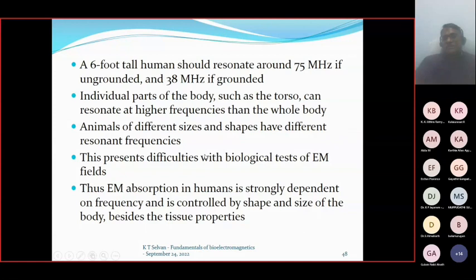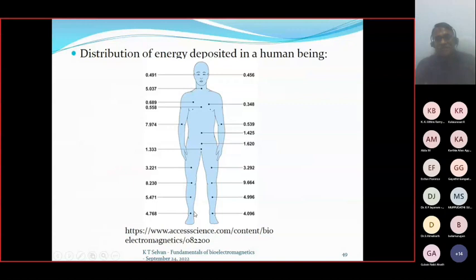In summary, electromagnetic absorption in humans is very strongly dependent upon frequency, but not just frequency: also the shape and size of the body and the tissue properties. By shape and size, resonance; tissue properties, attenuation; and obviously frequency also matters. So these are the fundamental aspects. This is a very quick look at how a typical distribution of energy deposition in a human body can be understood. So you see the different parts have different absorption levels.